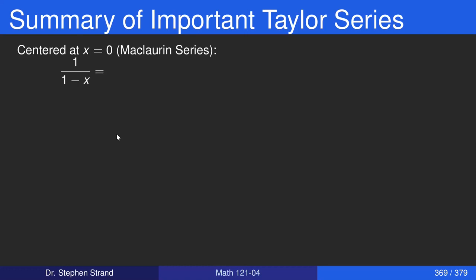So just as a summary now, I want to remind you of some of the Taylor series that we looked at. Well, we looked at Taylor polynomials. And what I want to draw your attention to here is that one of the ones we looked at was the Taylor polynomial for 1 over 1 minus x. This is actually a geometric series where the common ratio is x.